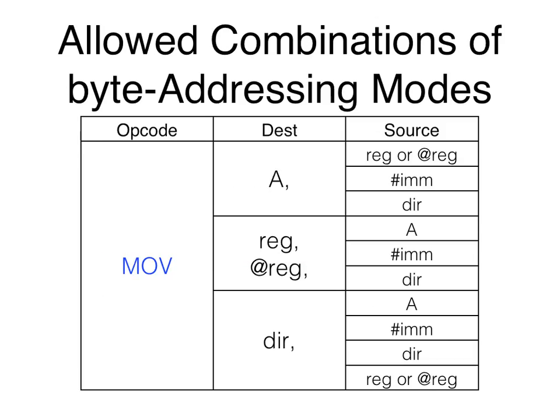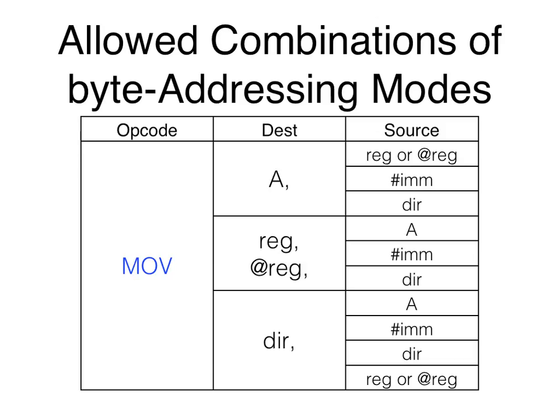So here are some combinations allowed for move. Destination could be accumulator, register, or an at sign in front of a register, or direct address. Now, source could be register or at register if you have accumulator as the destination. So with accumulator as destination, you have the option of register, at register, immediate, or direct. If the destination is register or at register, then source could be A, immediate, or direct. If the destination is direct, then you have A, immediate, direct, register, or at register.